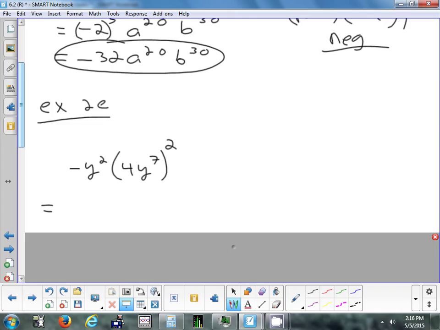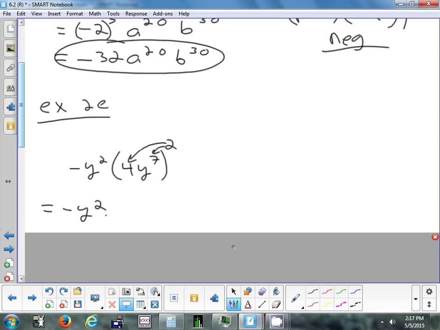First thing you want to handle is this exponent of 2. Who can tell me what's going to get raised to the 2nd power? The 4. And what else? The y to the 7th. Is that 2 going to affect this negative y squared? No, that's going to stay. It's not inside the parentheses with everything. We might have to deal with it in a few minutes, but this 2 doesn't affect it at all.